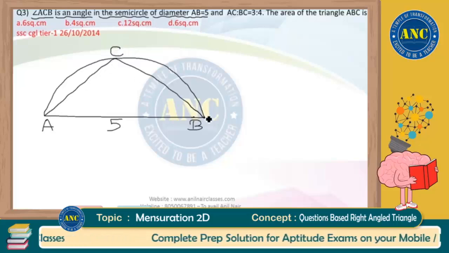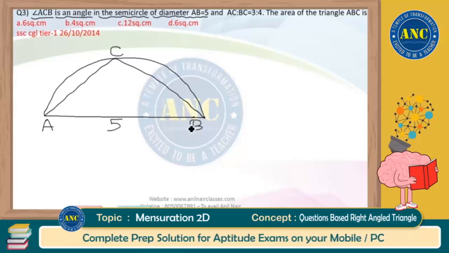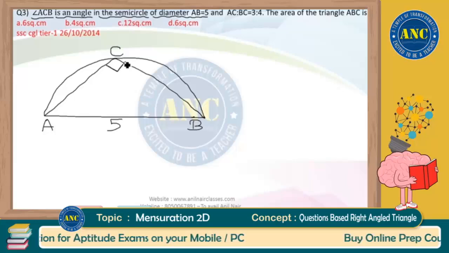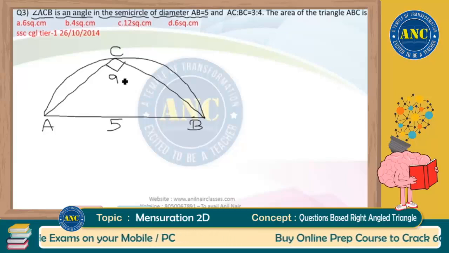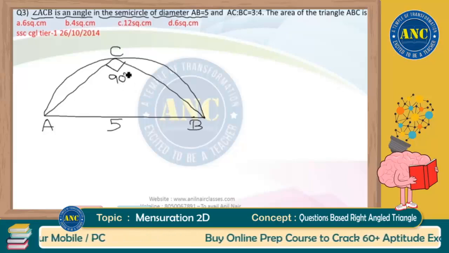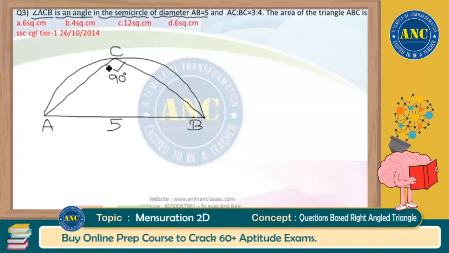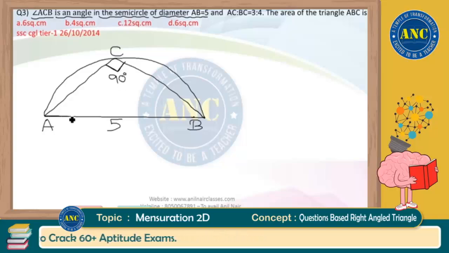Angle ACB is an angle in a semicircle. But we know the property that an angle in a semicircle is always 90 degrees. Angle in a semicircle is always a right angle. That means angle C is 90 degrees. Opposite to 90 degrees will always be the hypotenuse. That means the hypotenuse is 5.